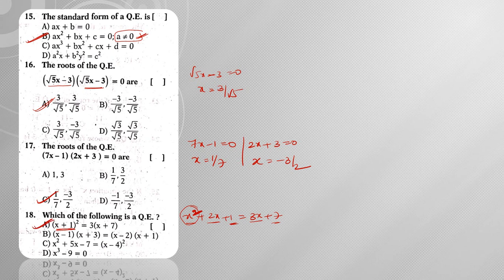So why not the remaining? That is the question. If you observe this, here x into x gives me x square. Here also x into x gives me x square. So when you do transposition, the x square on the right hand side will change to minus x square and get cancelled. Because of that, it becomes a linear equation. That's why option B and option C will not come. On expanding and looking at it, you can clearly understand. And option D, clearly it is a cubic equation, hence you cannot say that it is a quadratic equation.